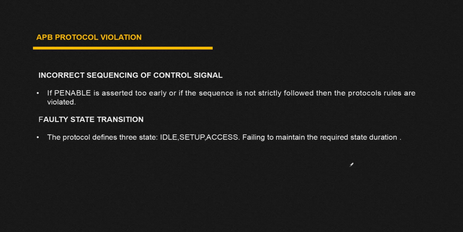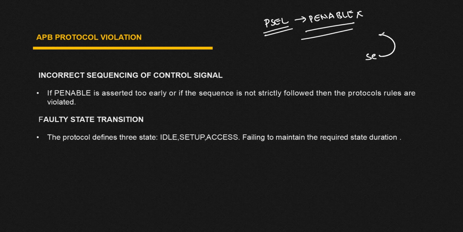Then APB protocol violation. Now, there are many cases where your protocol can be violated, so you have to take care. Suppose you have asserted PSELECT signal, and in the next cycle you are not asserting your PENABLE signal, so this is considered a protocol violation. Or you can say you are in setup phase and again you are moving back to the idle phase by deasserting your PSELECT signal, so this will also be considered under the protocol violation category.